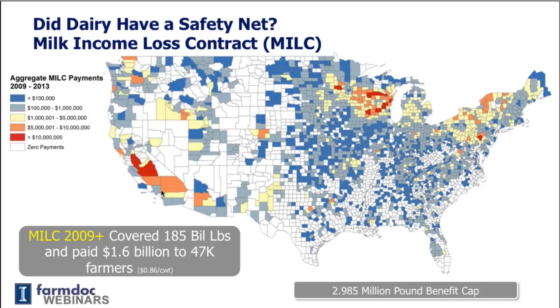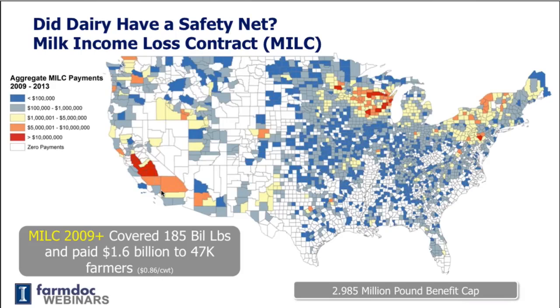But wait a minute. If we go back, we remember that dairy farmers did have a safety net. We've had the MILC program, which is the Milk Income Loss Contract program, since 2002. And if you go back and look at the historical data, since 2009, MILC covered 185 billion pounds of milk and paid nearly $1.6 billion to 47,000 dairy farmers.